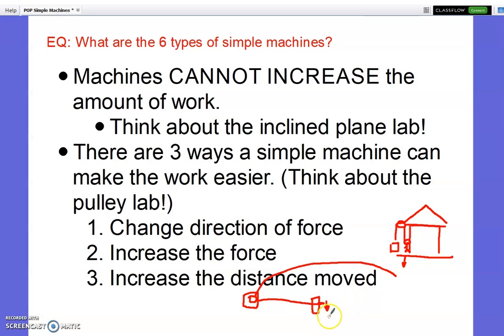Now there's always a trade-off though, and the trade-off is if we're going to increase the force, if we want to have a large amount of force, then we're going to have to do it over a large distance as well. And here, if we're going to increase the distance, we must apply a large force at this part in order to move the distance. So there's always that trade-off. If you want to get something out, you have to put something in.